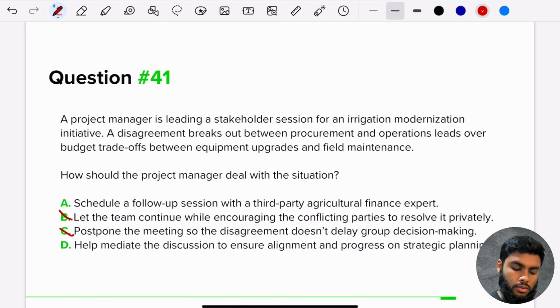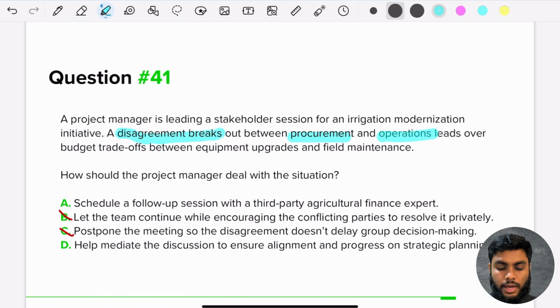Postpone, P word. No. So we don't want to do this. Help mediate the discussion to ensure alignment and progress on strategic planning. Okay, that sounds good too. So just from the mindset, we've eliminated half of the answers. Let's look at the question really quickly, and I'm going to jump straight to the last sentence. A disagreement, because I already see this word, breaks out between the procurement and operations leads over budgets. How should the project manager deal with this situation?